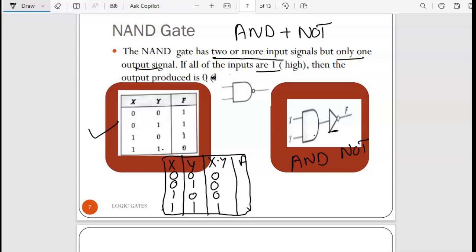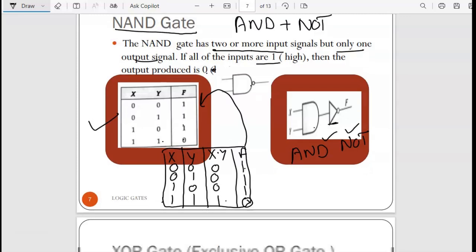So NOT is going to negate the value. So 0 to 1 and 1 to 0. So 0 to 1, 0 to 1, 0 to 1 and 1 to 0. So here you can see is the final value. Again the same thing, AND and NOT together, you can also draw like this in a parallel series. Or what you can do, you can just add a circle here in this AND gate to make it NAND. Okay, so this is our NAND gate.